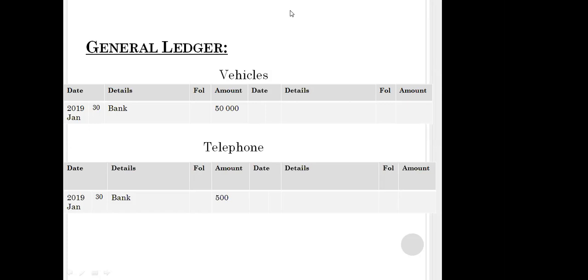Every time, one friend will be what the transaction is all about, like vehicles, telephone, water and electricity, rent income, etc. And then the other friend is always going to be bank. But this is only for now, for this year. It's going to change later on, but you can remember it like that for now.